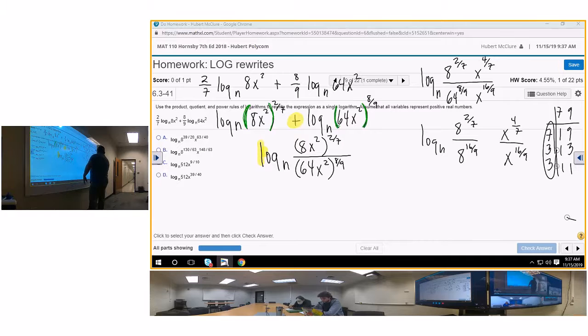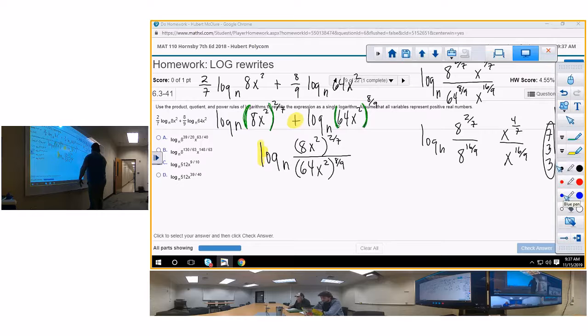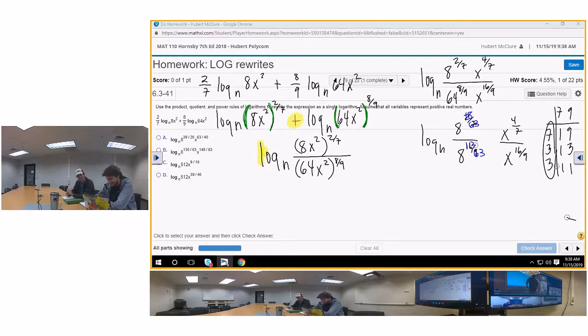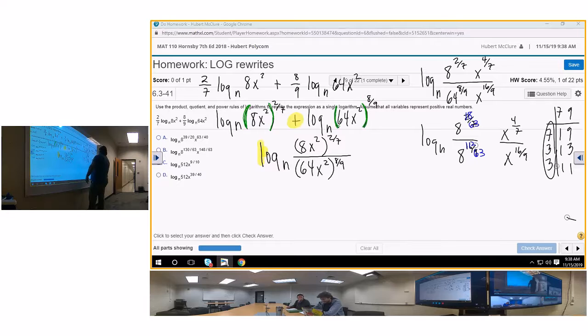So I'm going to change this in blue. 7 will go into 63 how many times? 9 times 2 is 18. 9 will go into 63 how many times? 7. 7 times 16 is 112. 7 will go into 63 9 times. 9 times 4 is 36. 9 will go into 63 7 times. 7 times 16 is 112 again.